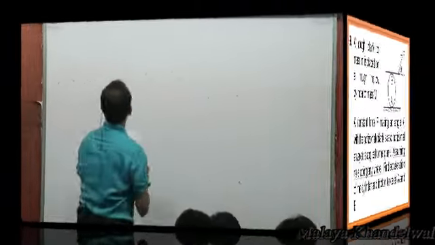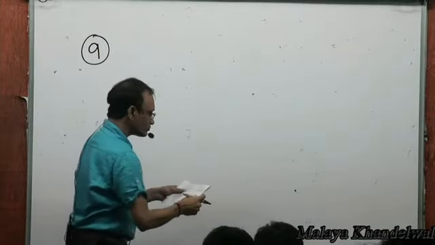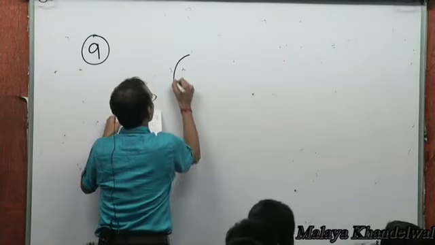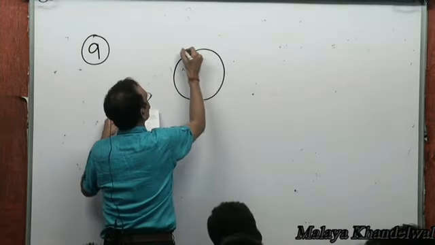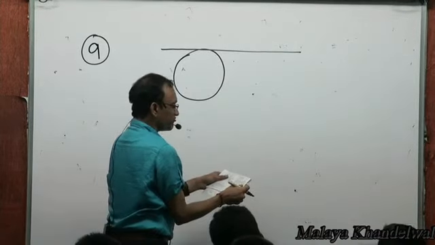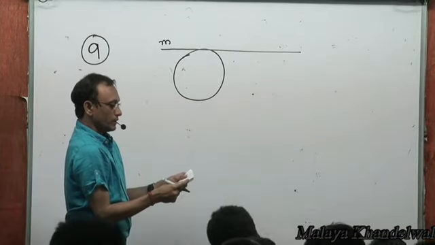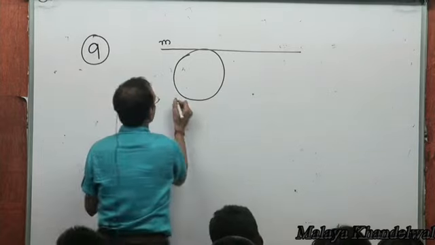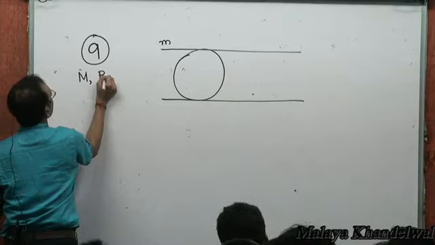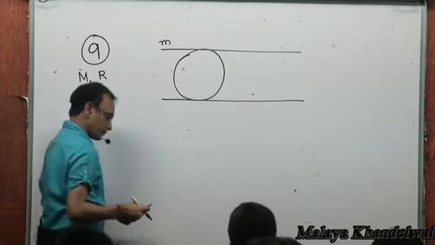Problem 9, for example, of the sheet, which is about an arrangement of this kind, with a plank resting over it, a rough plank of mass small m. This is a rough plank of mass small m placed on a rough hollow cylinder. The cylinder is of mass m, and let's assume it's of radius r.